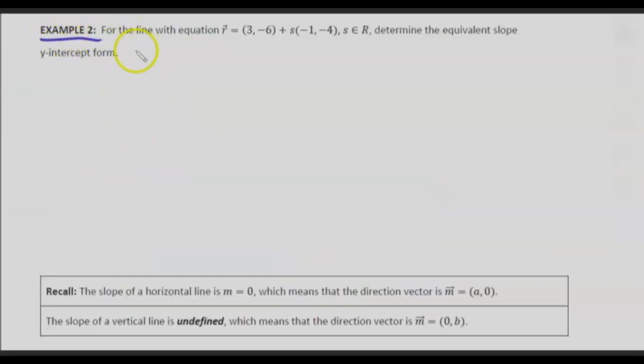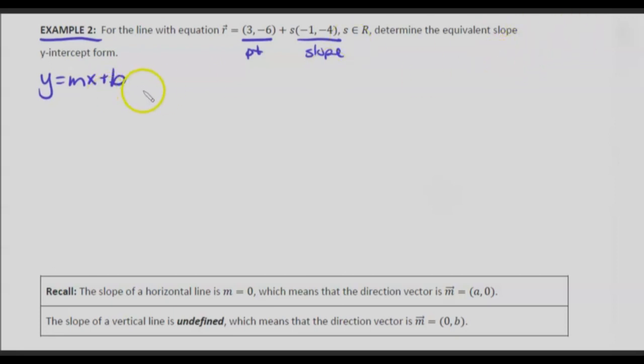Example 2. For the line with the equation, and then we have some vector form equation here, determine the equivalent slope y-intercept form. So we know that this is our point, and then this is going to give us information about our slope. So we have y equals mx plus b. This is the form that we want this in.